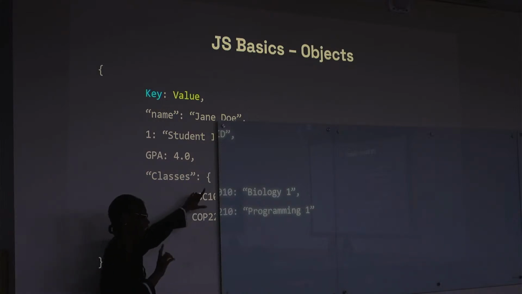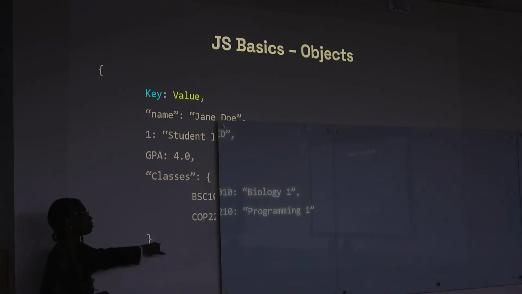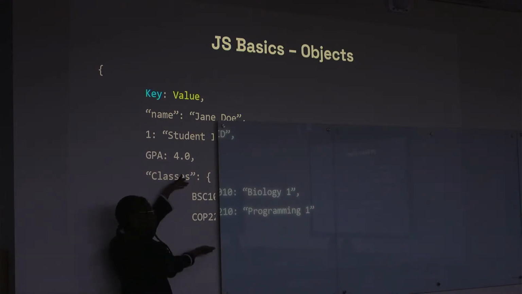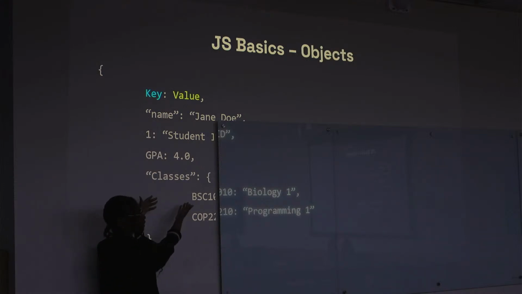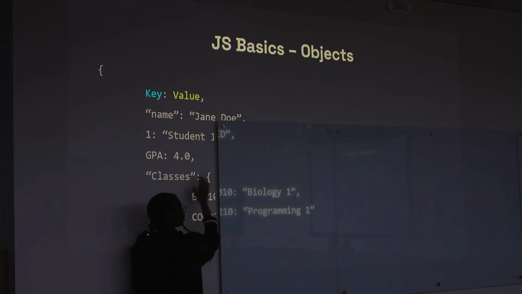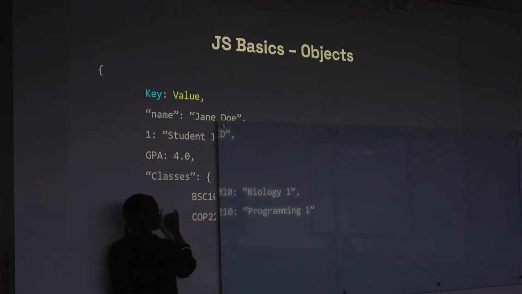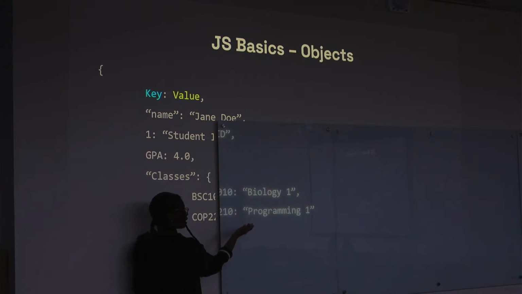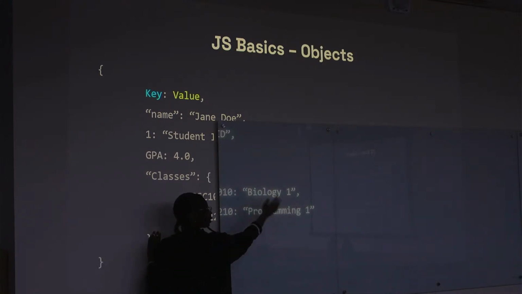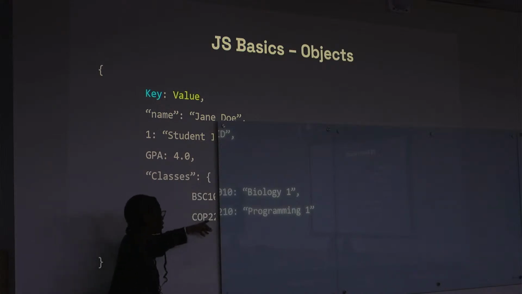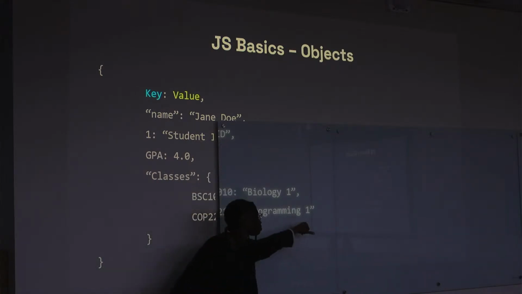We also have this one last one, which is going to be a string called classes, which is actually mapped to another nested object, where we're going to have more key value pairs that we can access by going inside this key. So here we have this classes string that's going to be mapped to this object, in which you have another 2 strings mapped to another 2 strings. In this case, just some base classes. So BSC 1010, which is just going to be mapped to the string biology 1, or COP 2210, which is just going to be mapped to the string programming 1.